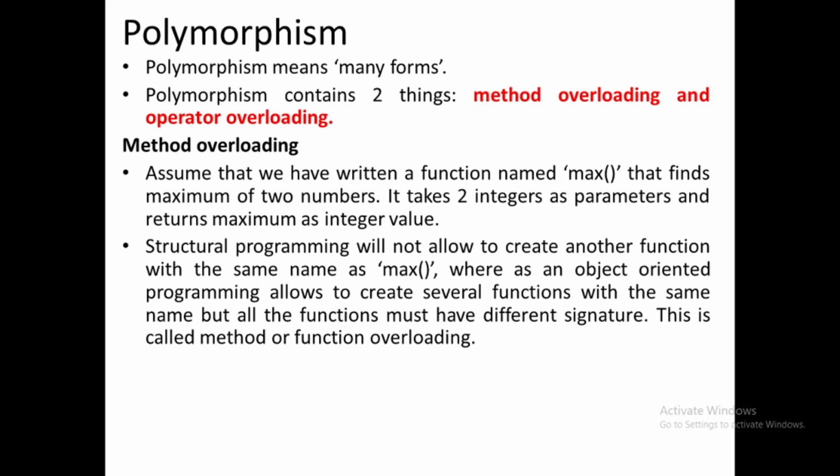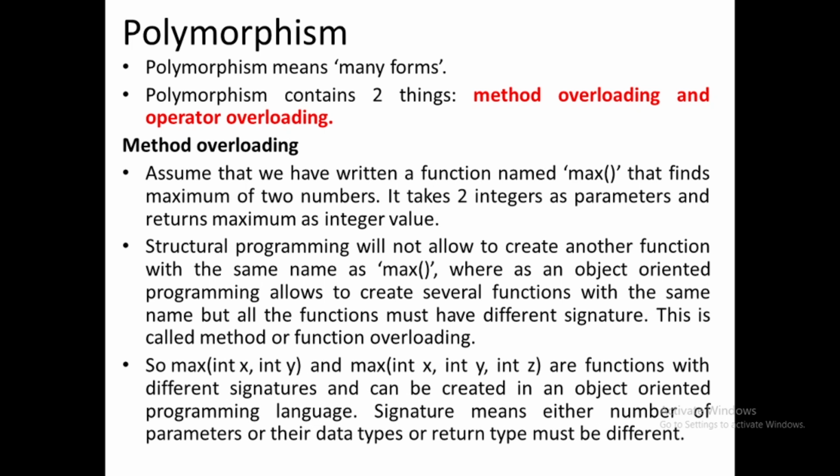Whereas object-oriented programming allows creating several functions with the same name. But remember, all the functions must have different signatures. This is called method or function overloading. Signature means all these max functions that we have created must have different parameters or different return types.